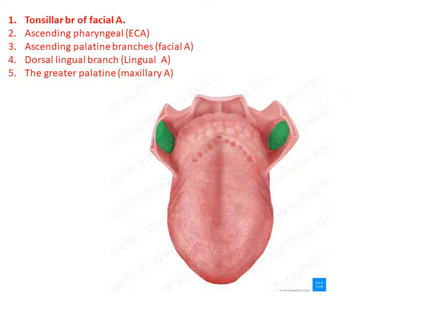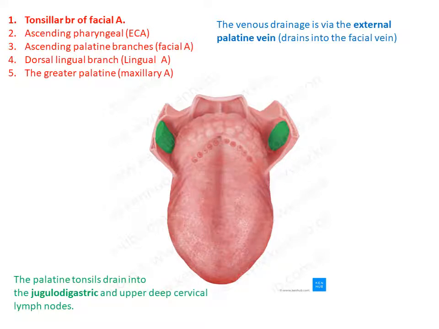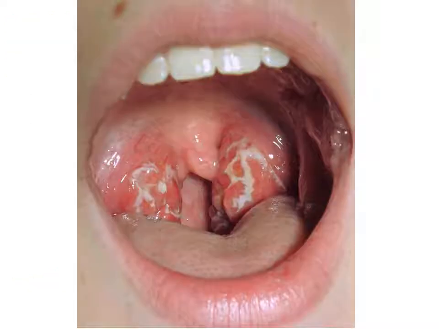Now, the supply of these tonsils, the arterial supply is majorly through tonsillar branch of facial artery. There are other branches of the external carotid arteries, facial artery, lingual artery, and maxillary artery that supply palatine tonsils. The venous drainage is through external palatine vein into the facial vein, and they drain into jugulodigastric and upper deep cervical lymph nodes. Nerve supply is maxillary nerve and glossopharyngeal nerve, obviously their branches.